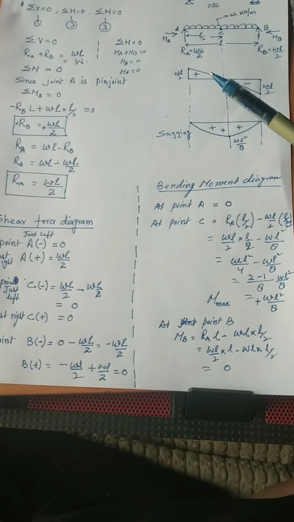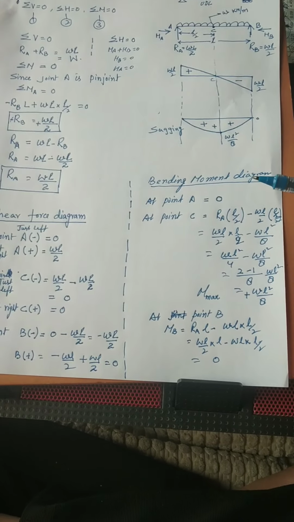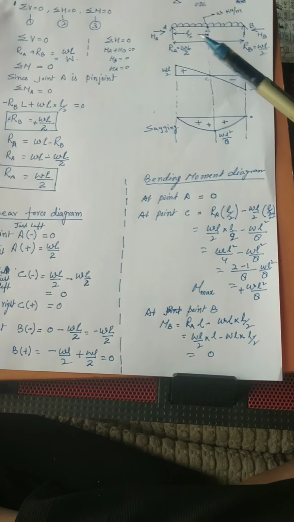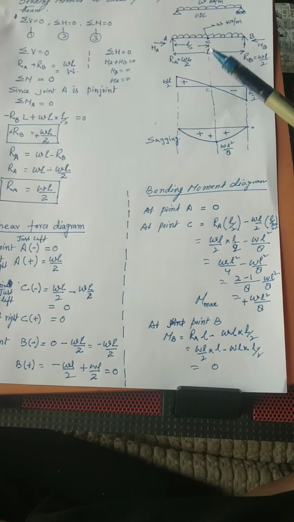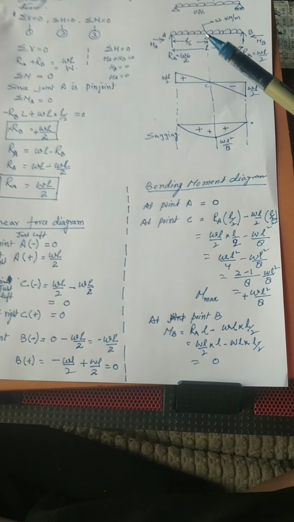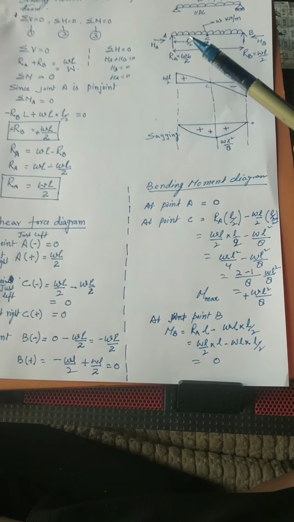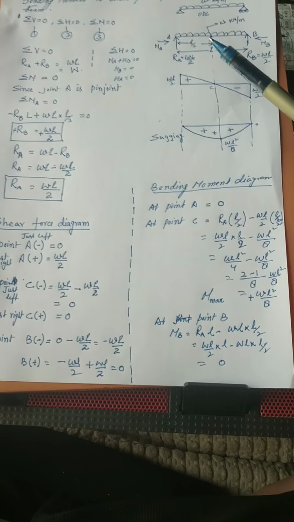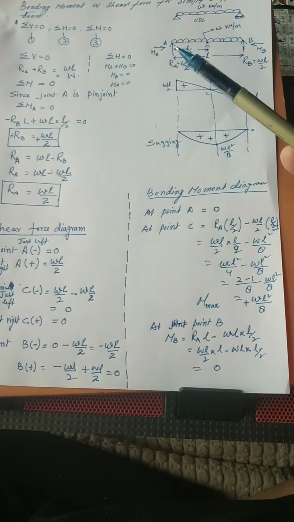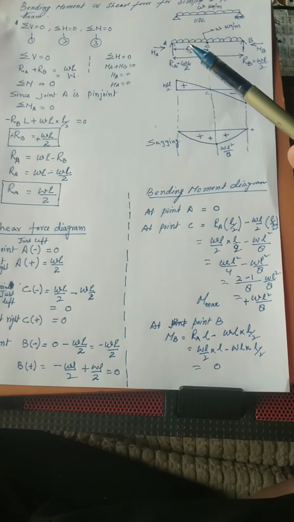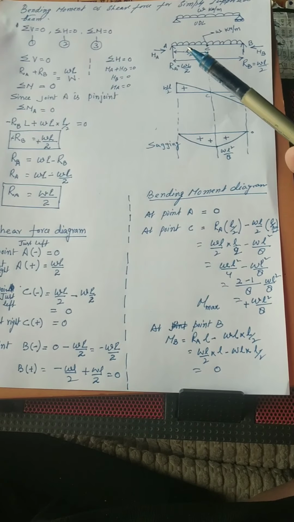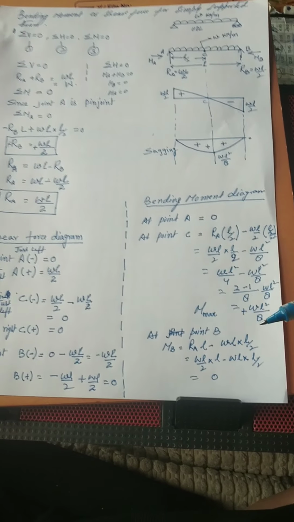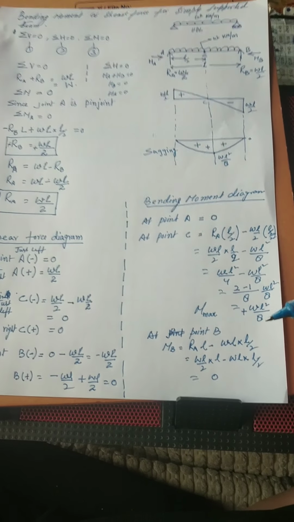Now after that we will calculate the bending moment diagram. If we see at the point A, the bending moment is 0 because it is a pin joint. At the point C, my bending moment will be RA over a distance of L by 2 minus W over a distance of L by 2 into CG distance, that is L by 2 by 2, that is L by 4. Fine. That is the moment of RA about C and the moment of this UDL load about C. So after solving these equations, I will get the moment as WL square by 8.